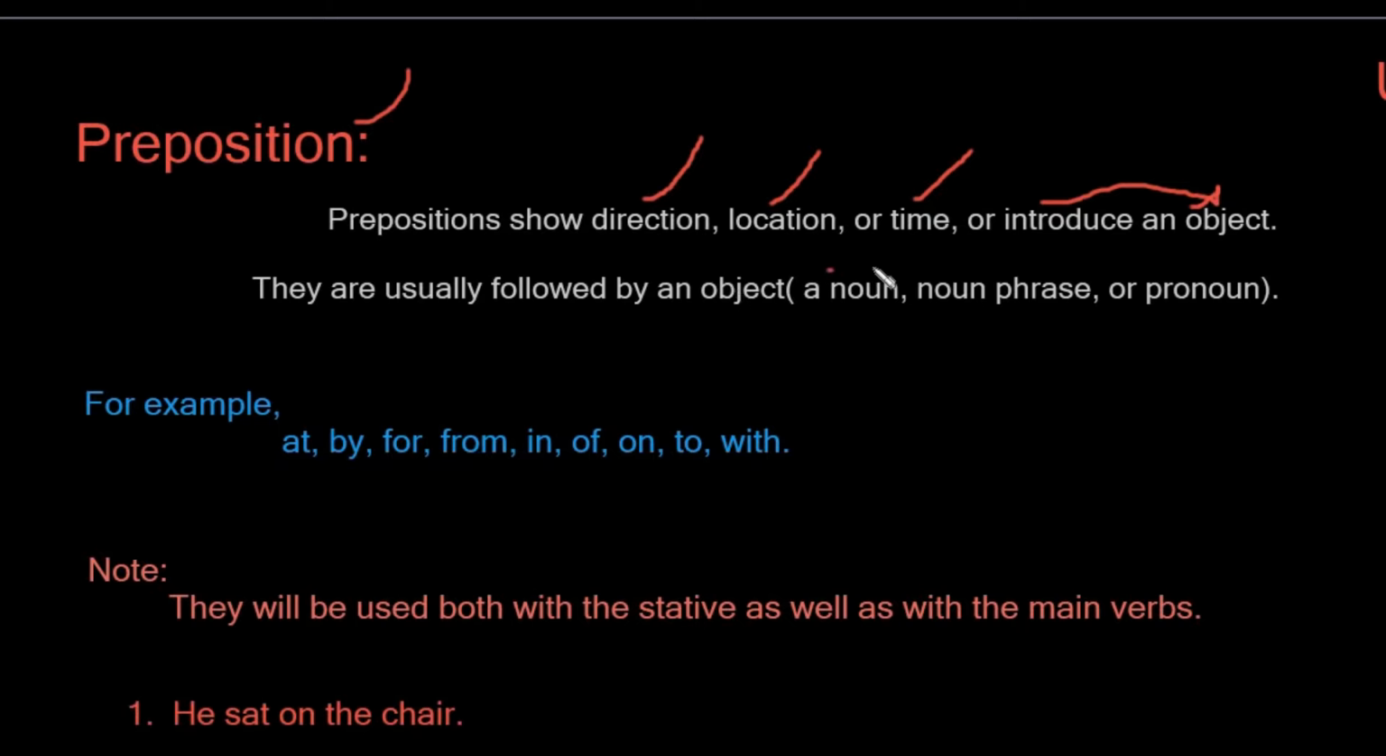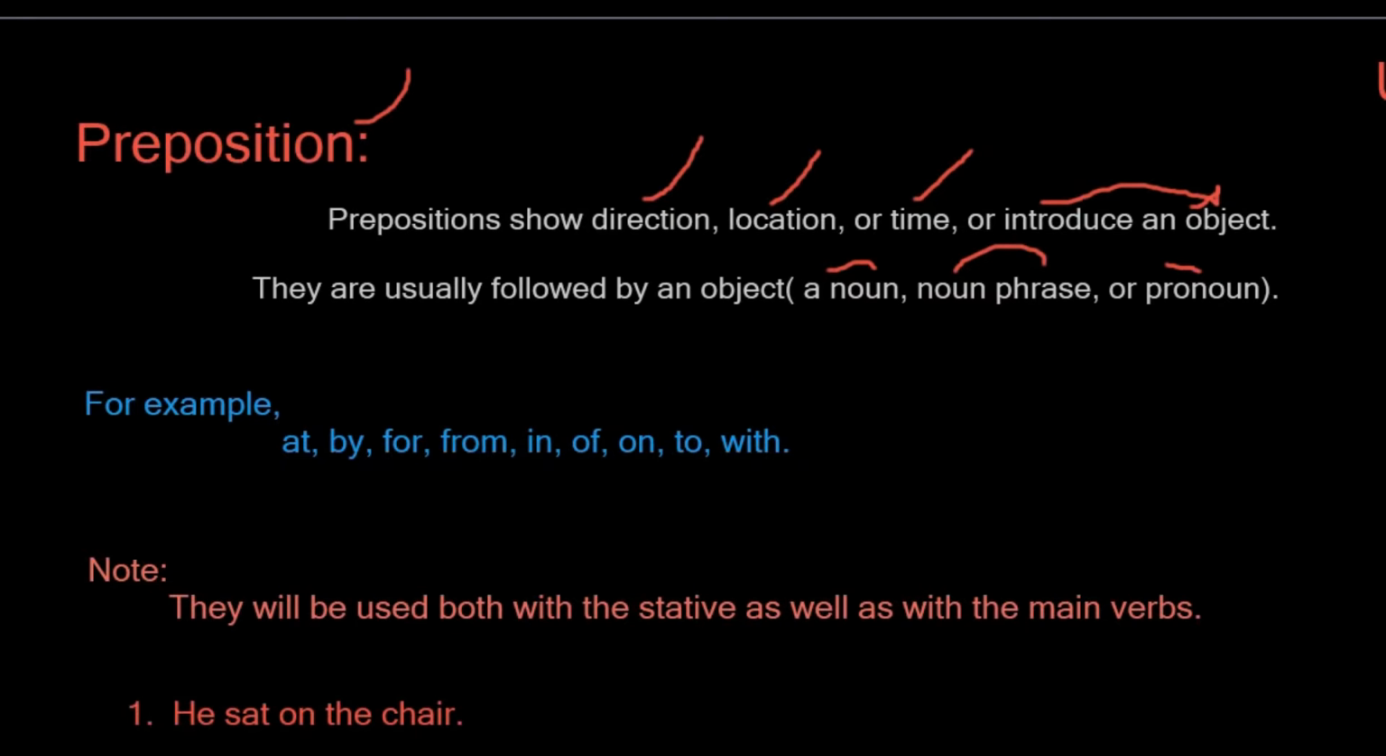The object could be a noun, noun phrase, or pronoun, because we already know that the object will be made of a noun or noun phrase or pronoun. So what else could be the object? These are the things which could be the object, and the preposition is followed by the object.